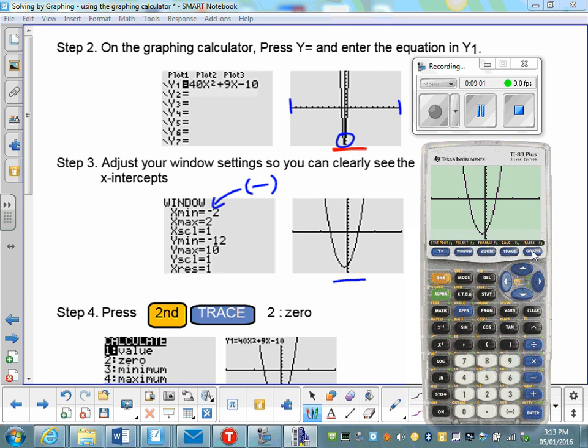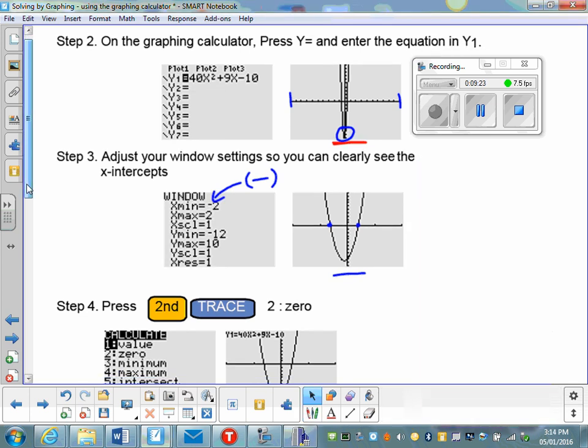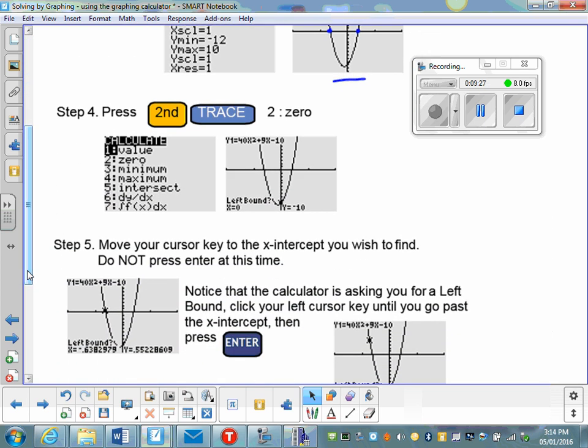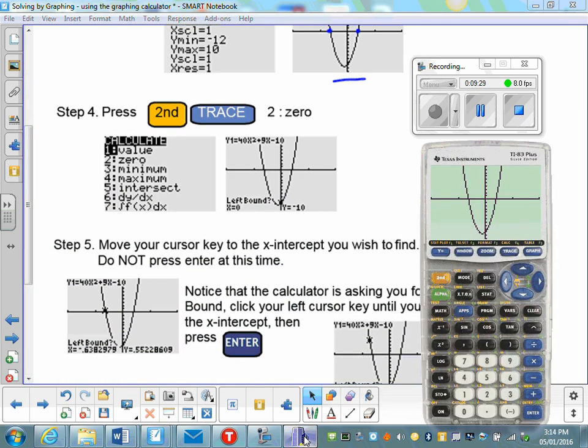So you can see that the x-intercepts are, I've got this one here that's in between 0 and negative 1, and I've got this one here that's between 0 and 1. So this is where the graphing calculator is a big help to find those decimal x-intercepts.